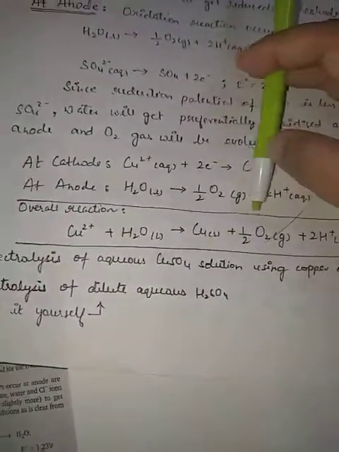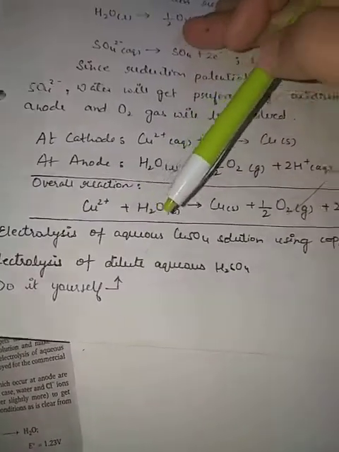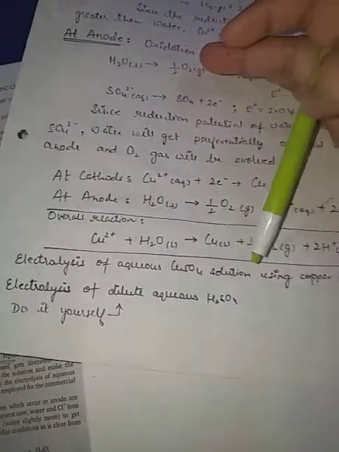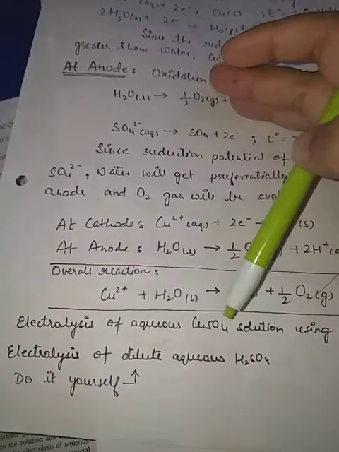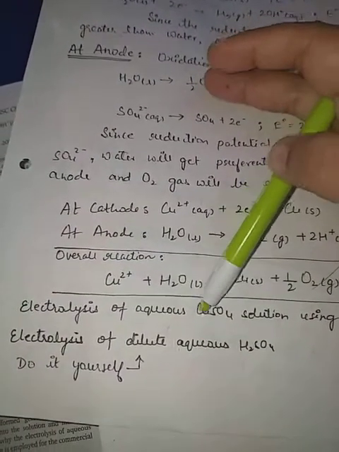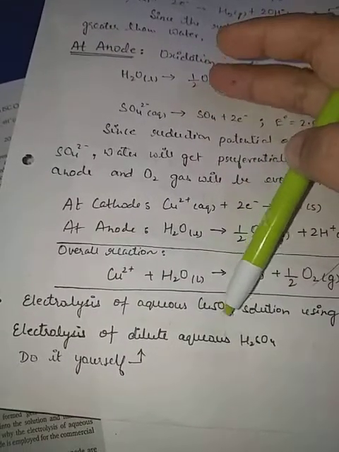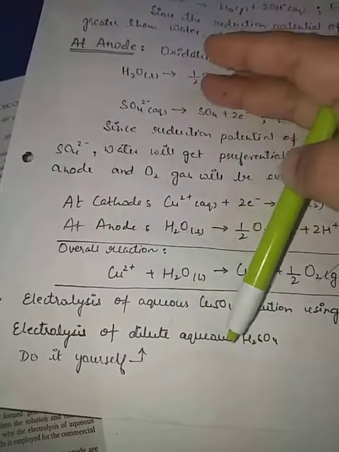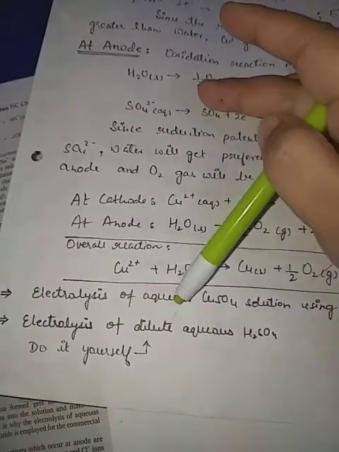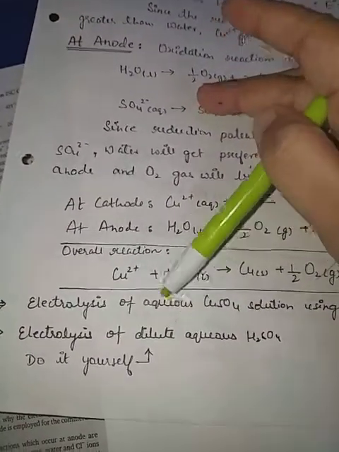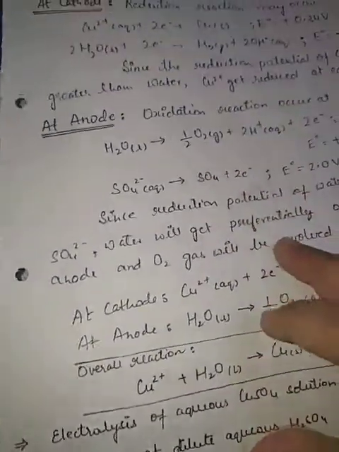Please see these two: electrolysis of aqueous copper sulfate solution using copper electrodes and electrolysis of dilute aqueous sulfuric acid. It is given in your book. Just go through it first, and then you have to make notes of these two also, like we have done here. In the same manner, you have to do these two also, and tomorrow we'll study about Faraday's law. Thank you.